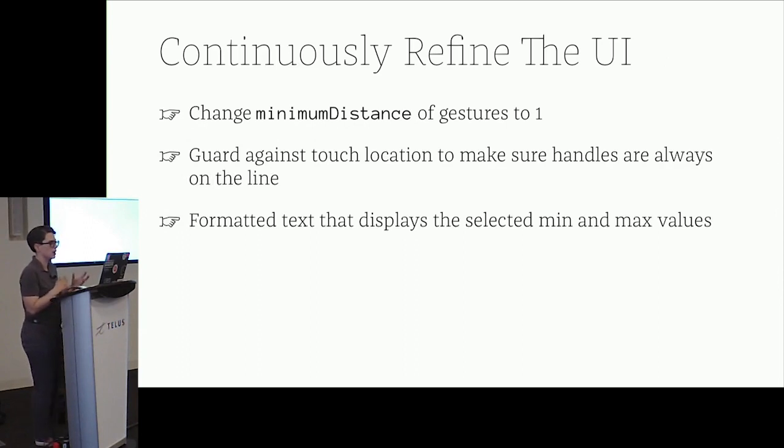As I improved upon my component, I wanted to continuously refine it and make any improvements that I thought would be important. I changed the minimum distance of the gestures to 1 so that they responded immediately. I guarded against the touch location to make sure the handles were always on the line and didn't go too far to the left or too far to the right. And the formatted text displays the min and max values. But there's actually so much more I could do.